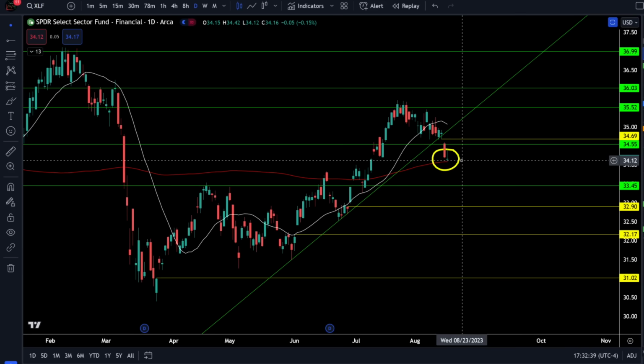And if we see the financials slicing down through the 200 daily moving average, that is just more and more bearish breakdowns and more reason to be very cautious to the downside. So watch the US 10-year yield at the October 2022 highs, and watch the XLF, which is the financial sector ETF, right here at the 200 daily moving average. And those are going to be great indicators of whether or not we're breaking down and we're going to see much lower prices in stocks.